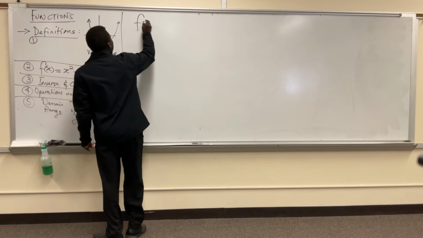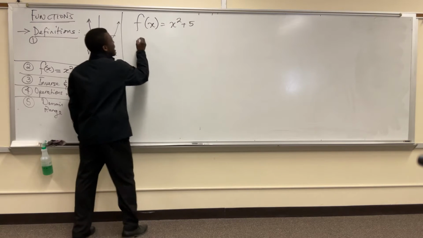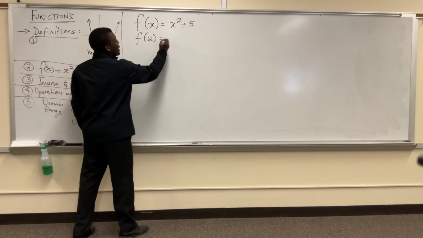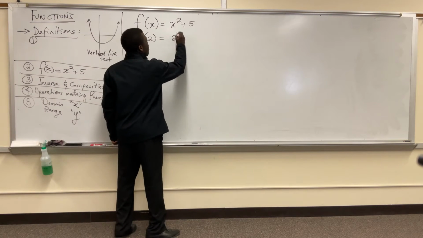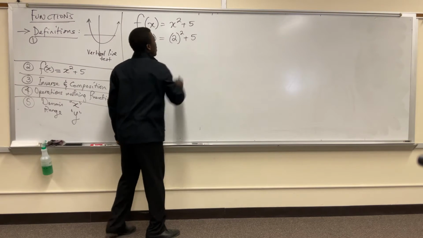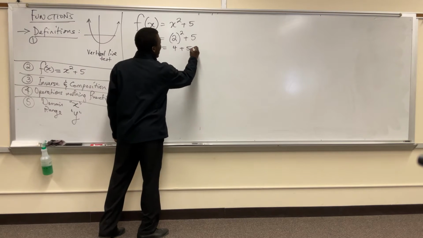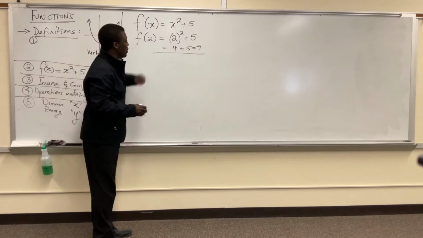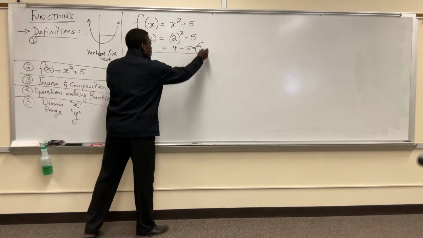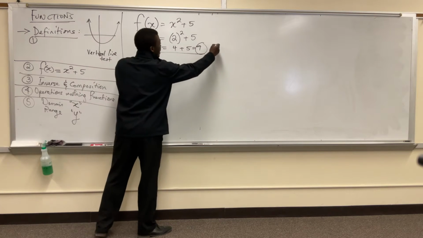f of x is equal to x squared plus 5. If someone says, what is f of 2? What that means is that you substitute the value of 2 in for everywhere you see x. So that becomes 2 squared plus 5. So in this case, it just becomes 4 plus 5, which is 9. This is the input, and that is the output. So the output is 9. When x is 2, y essentially is 9.